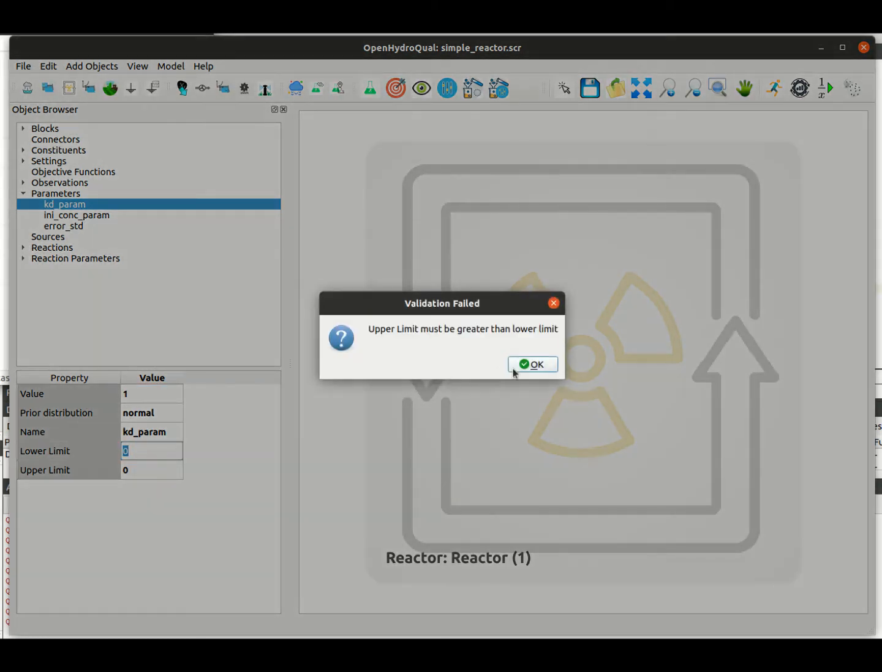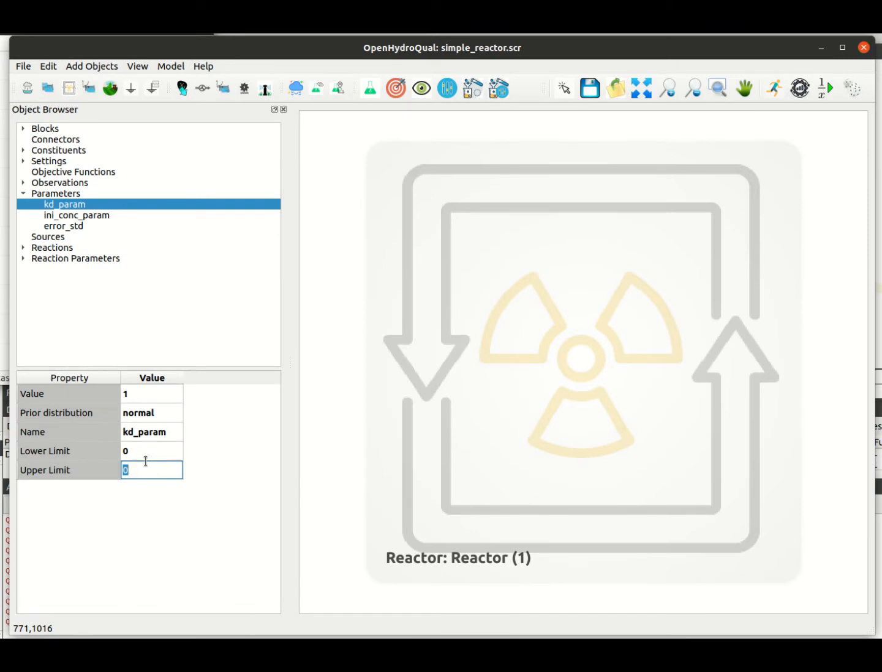So I'm going to say the low. Actually, I have to go with the upper limit first. So the upper limit, let's say, is 2, and the lower limit is, let's say, 0.3, something like that. And then the prior distribution, I could go with the normal. But I think in this case, because my lower and upper limit are almost 1 order of magnitude different, it's better to consider a log normal distribution for the parameter. So that's what I do.